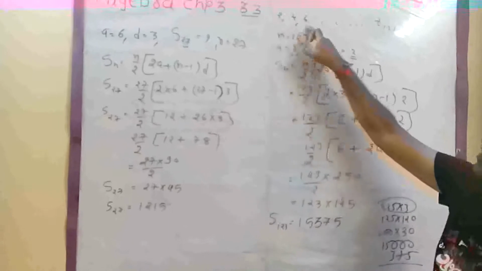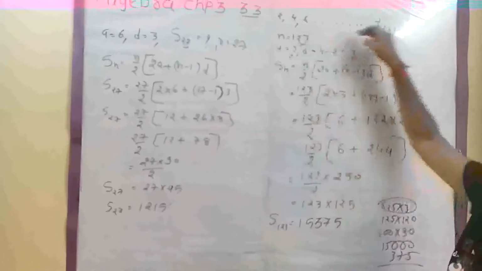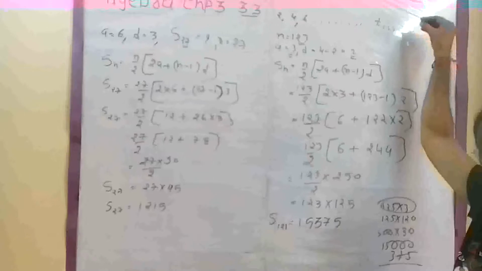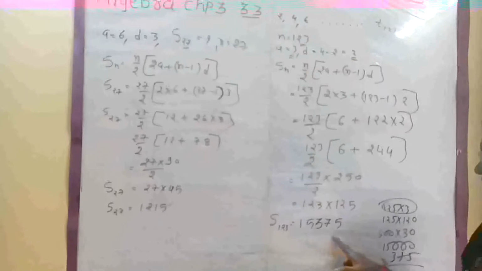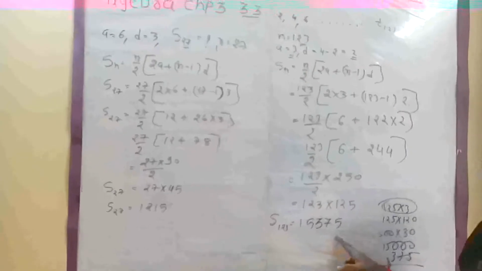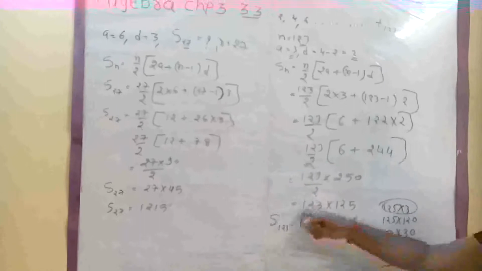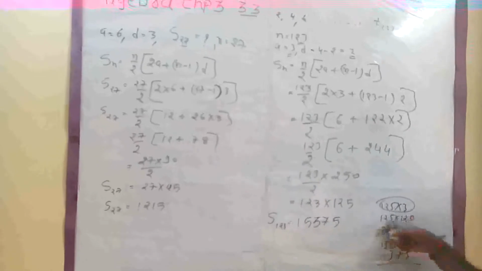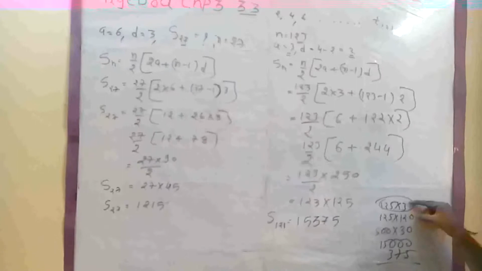First number, second number, third number, 8, 10, like that, dash. So first, second, third, last number is 123. Add all that, and when you add by calculator, you will get this. How have I done 123 into 125? I have done 120 into 125, then 3 into 125, which makes 123.